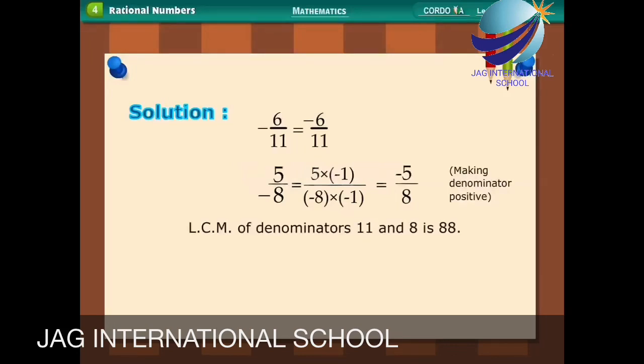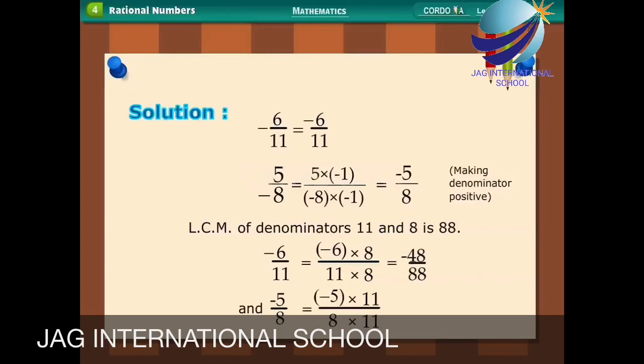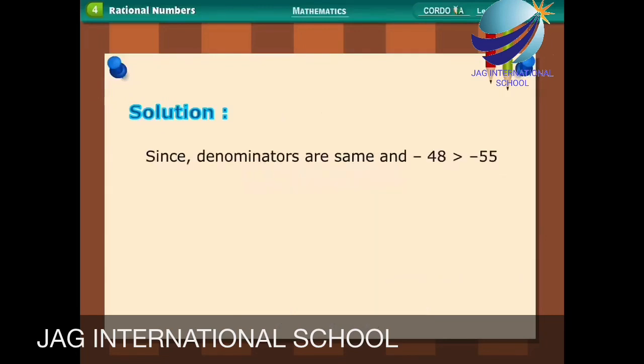LCM of denominators 11 and 8 is 88. Minus 6 upon 11 is equal to minus 6 into 8 upon 11 into 8, which is equal to minus 48 upon 88. And minus 5 upon 8 is equal to minus 5 into 11 upon 8 into 11, which is equal to minus 55 upon 88. Since denominators are the same and minus 48 is greater than minus 55, therefore minus 48 upon 88 is greater than minus 55 upon 88. This implies minus 6 upon 11 is greater than minus 5 upon 8.